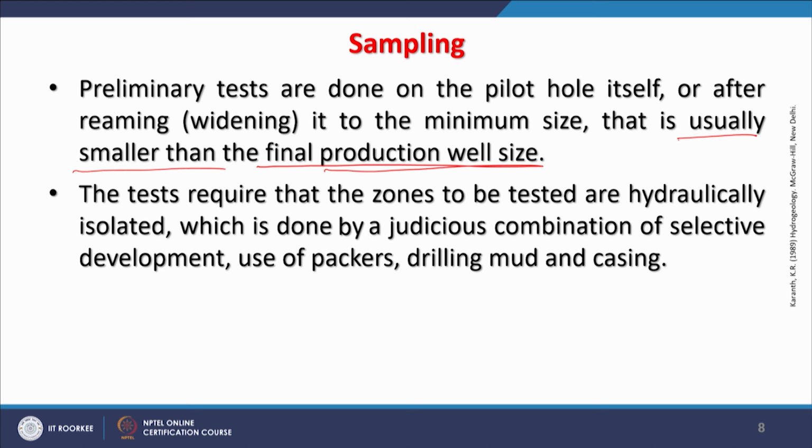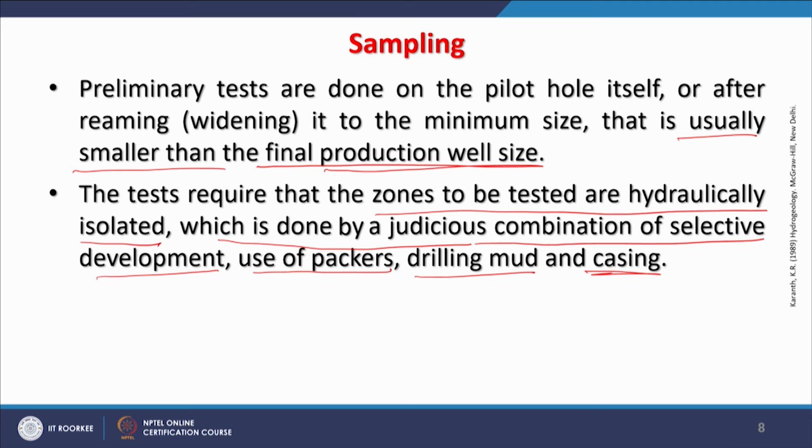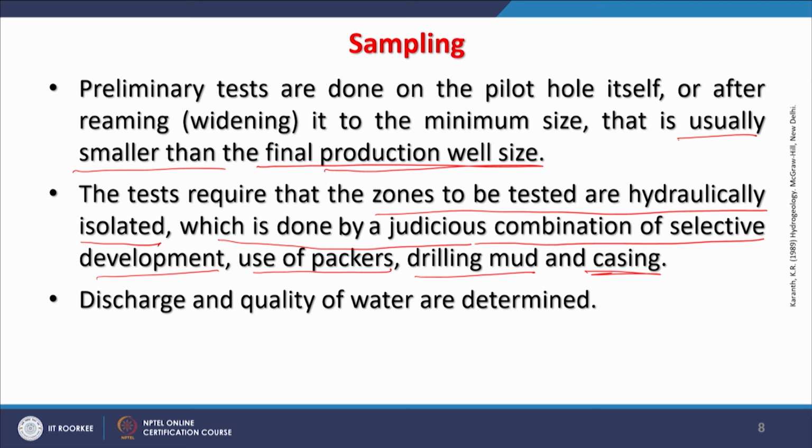So, the final production well size would be smaller. Depending on the requirements, accordingly a hole is made and the diameter is chosen. Based on that, the driller will decide what diameter of bit should be installed in a rig. Now, further tests are required. The zones to be tested are hydraulically isolated, which is done by a judicious combination of selective development, use of packers, gravel packs and other things, drilling mud which is used, and of course, the casing. As we have discussed, in completely hard rock terrain, casing generally may not be required, but in unconsolidated cases, casing will be required. And discharge and quality of water are determined before finalization of a production well also.